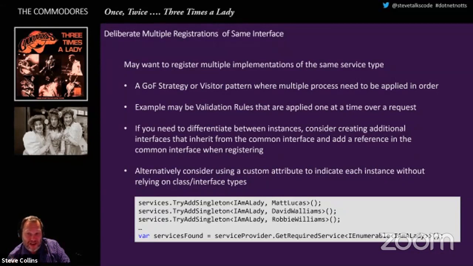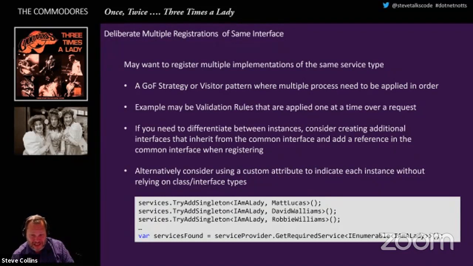Example of that might be validation rules. So you might have 15 validation rules that rather than sticking them all into a class and hard coding, you can implement them all as an I validation rule, register them all as I validation rule. Then your consumer that wants to run the validation rules can say, I want an enumerable of I validation rules, and then can just apply those validation rules to a particular object.